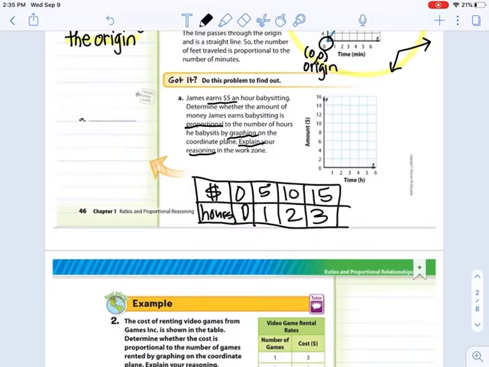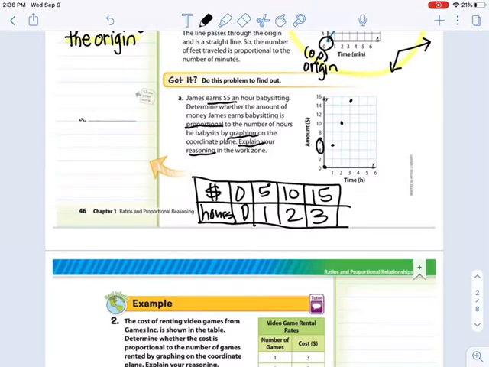So I am going to graph those points. So here's 0, 0. And then 1 hour is $5. So remember that we don't see a 5, so it's going to be somewhere here. It's going to be like halfway in between the 4 and the 6. And then for 2 hours, he's going to earn $10. And for 3 hours is 15. So that's going to be in between the 14 and the 16.